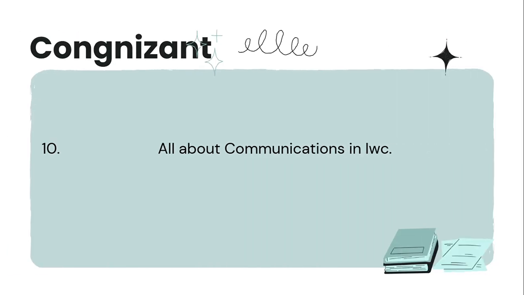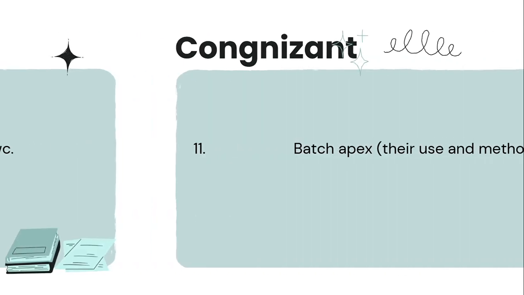And all about communication in LWC: parent to child and unrelated components. There are 3 types of communication in LWC. Parent to child, we use the @api decorator. Child to parent, we use custom events. The third one is unrelated or sibling components, for which we use PubSub and Lightning Messaging Service. So there are 3 types of communication in LWC.